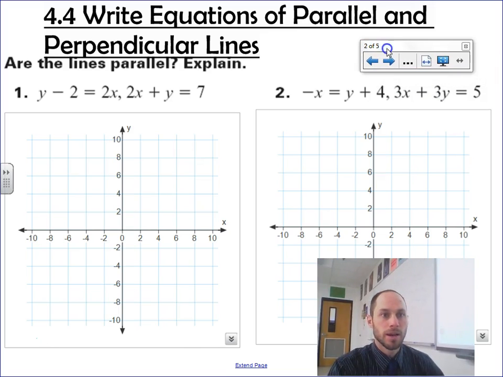So let's just get started by graphing some lines and determining what makes lines parallel. As we do that, why don't you take the time to graph these two sets of lines and put them on the coordinate planes here, and when you're ready, restart the video and check to see how you did.